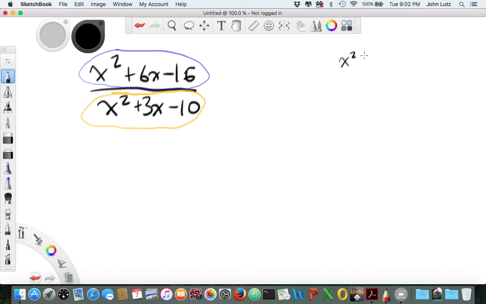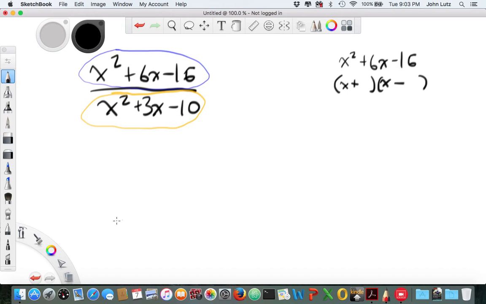The top, x squared plus 6x minus 16. What do we know about this? This factors into two binomials. And since there's no leading coefficient, that doesn't mean that there is no leading coefficient. It just means that the leading coefficient is 1, which means that both of these binomials have a leading coefficient of 1. Now, this is minus. And the only way to get a negative is if you multiply a negative times a positive. So we know that one of these is a plus and the other is a minus.